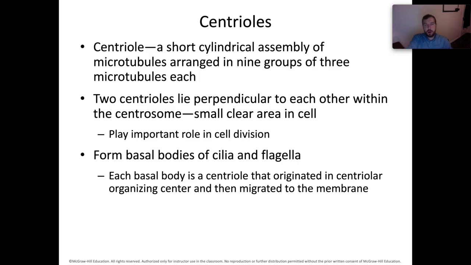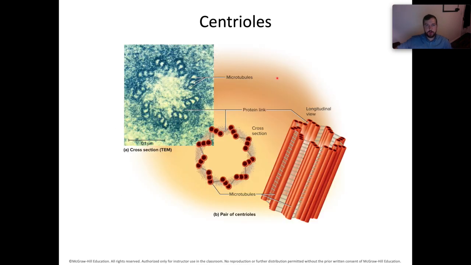Centrioles are another important part. They're short assemblies of microtubules arranged in 9 groups of 3 each instead of the 9+2 rule like we talked about earlier. And they play an important role in cell division and also in cilia and flagella. So I don't want to go into the details of centrioles, but they play a role in movement here. There's an example of one there.